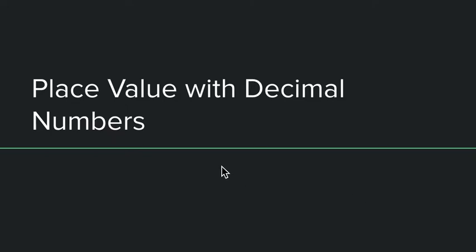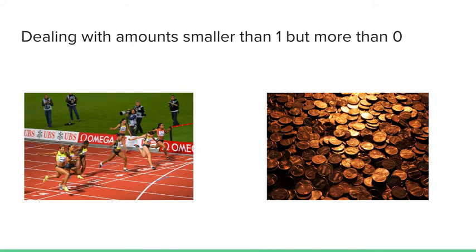So what are decimal numbers? Well, any decimal number that you have is basically an amount that is smaller than 1, but more than 0. So it's not nothing, it's more than nothing, but it's smaller than 1.